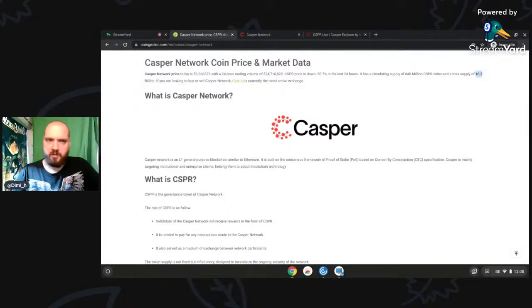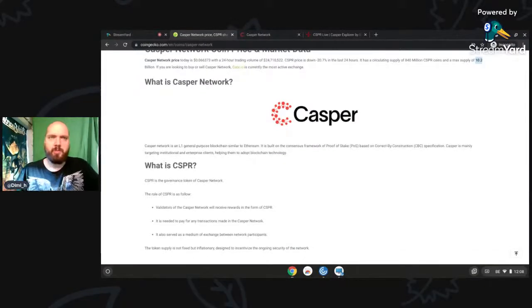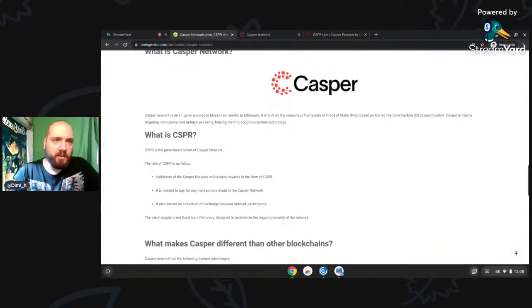But it's a few months old, and I've got the impression mostly it's following the market, and the market has been going on since May of this year. So yeah. So Casper Network is an L1 general purpose blockchain similar to Ethereum. Okay, so it's going to be some sort of developers platform, I'm assuming here. Built on a consensus framework of proof of stake based on the correct by construction specification. So it's proof of stake. I'm wondering what this is going to be about.